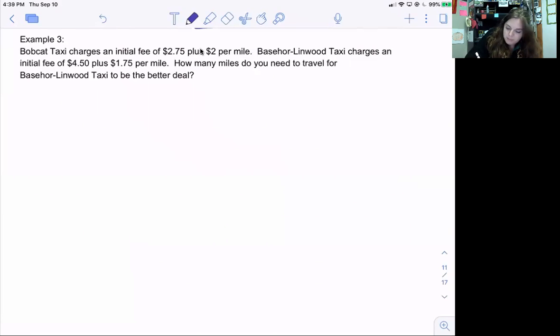So we're going to say Bobcat Taxi equals our Base or Linwood Taxi. And we want to figure out how many miles, so that means that x represents our number of miles.